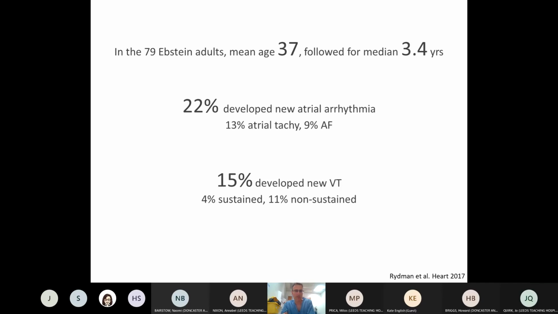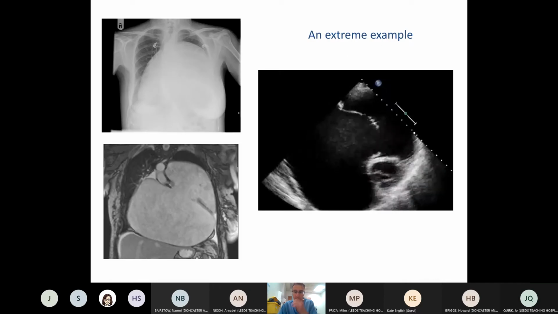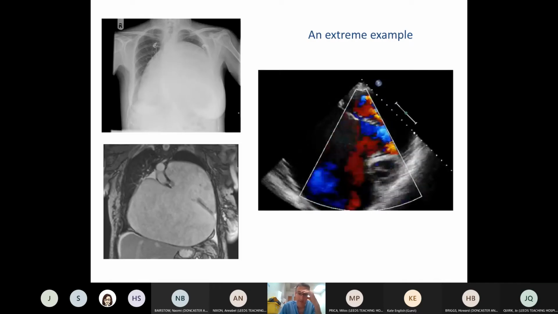This is a bit more on arrhythmia. 79 Ebstein patients with a mean age of 37, so not really that old, followed for just over 3 years, and a fifth of them developed new atrial arrhythmia over that period in a relatively young cohort. 13% atrial tachycardia, 9% AF. And in fact, 15% developed new VT, 4 sustained, 11 non-sustained. So ventricular arrhythmia is the other element of arrhythmia that they're prone to.